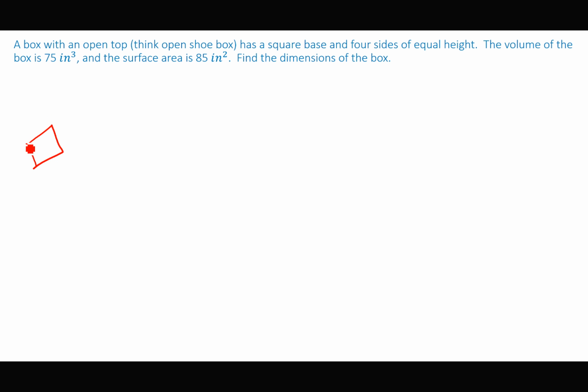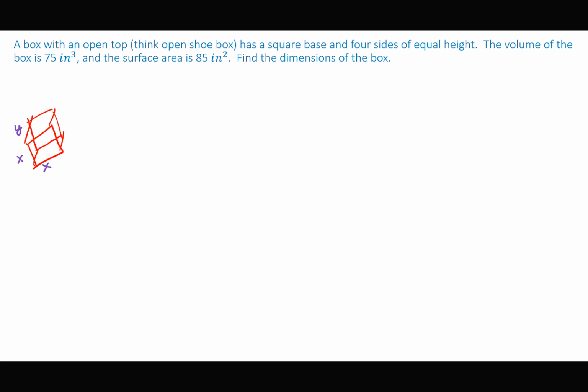And so it's open like this. Okay, but that top is open. And so we know it's a square. So two sides of my square are x, and then I'm going to call the height of my box y.